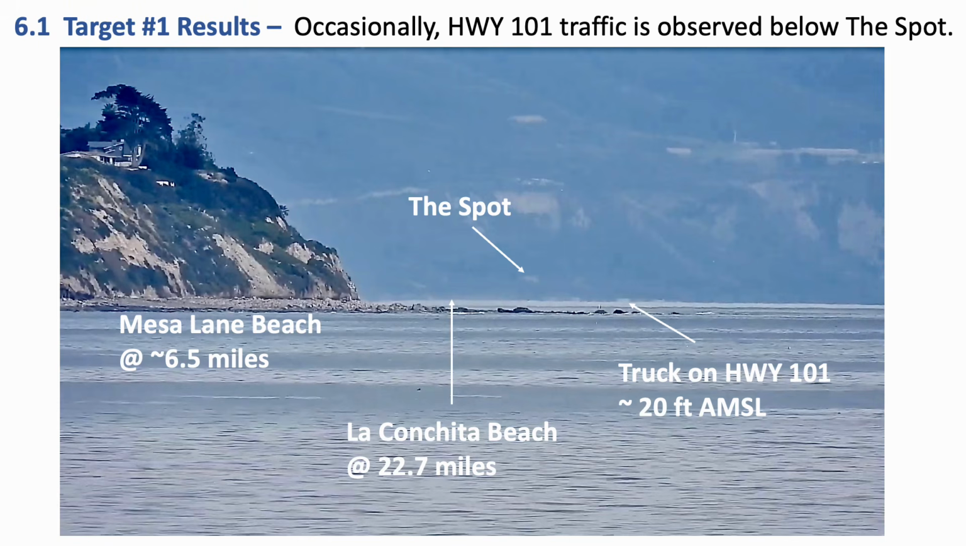Here's another example of the highway below the spot. Here's the spot, and here's a truck on Highway 101. That's about 20 feet above mean sea level. Spot again is about 100 feet.